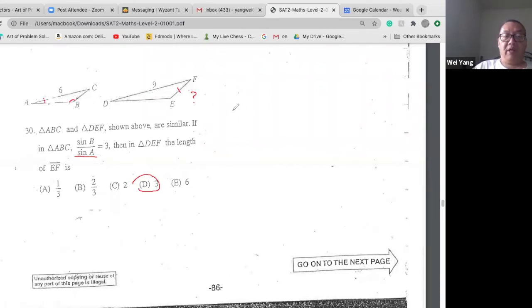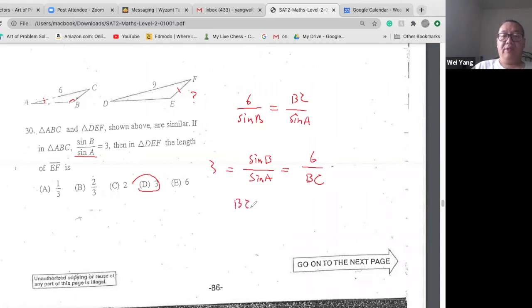So from triangle ABC, we can get 6 over sin B will equal BC over sin A. So then we can do sin B over sin A, this one will equal 6 over BC. Because sin B over sin A equals 3, we can get BC equals 2.